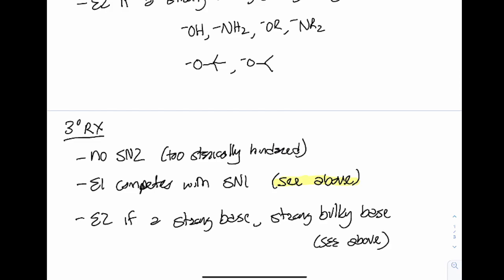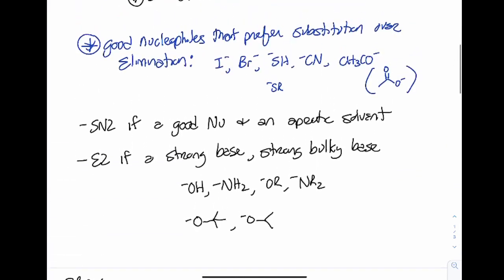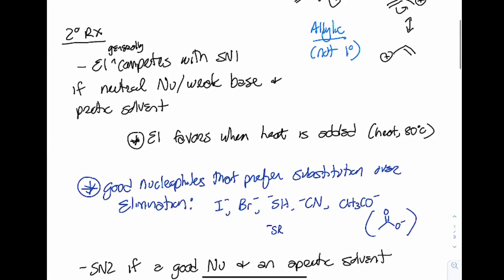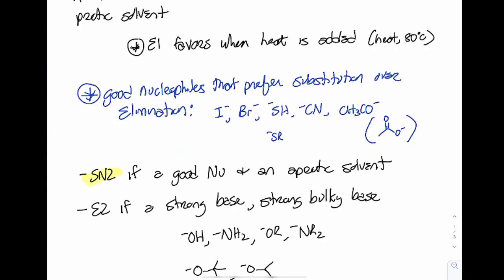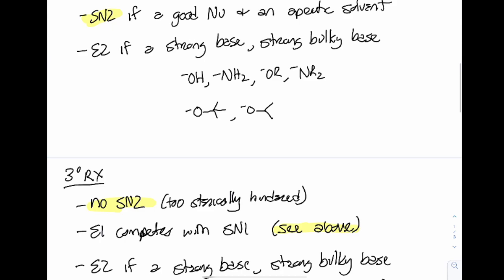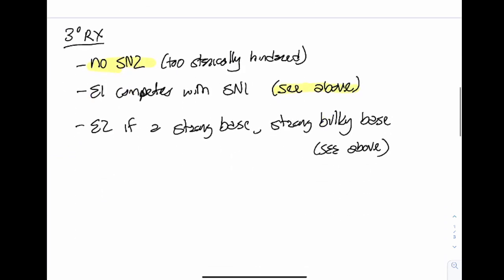So with tertiary, it's very similar to secondary. The only difference is I'm eliminating SN2 from our options. Under secondary, SN2 was an option. Here, no SN2, just too sterically hindered. And then do watch out, we still have allylic and benzylic. These can essentially go any of them. If I have allylic and benzylic alkyl halides, my carbocation has resonance.